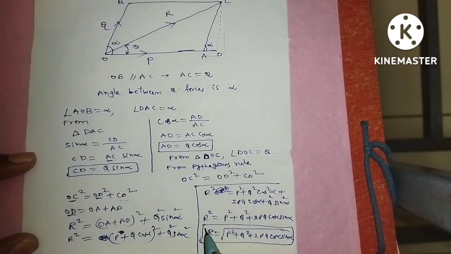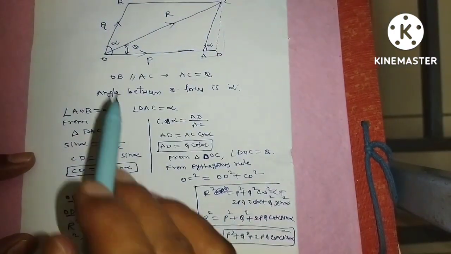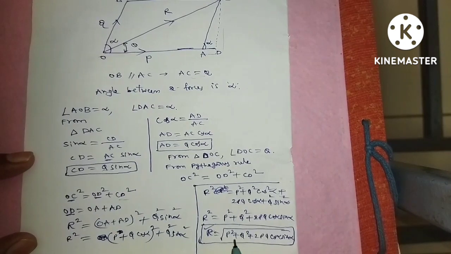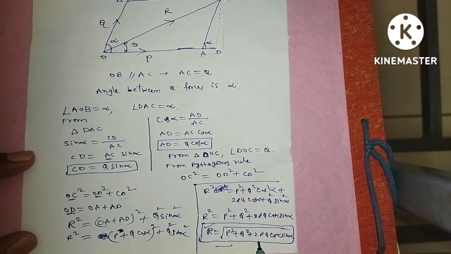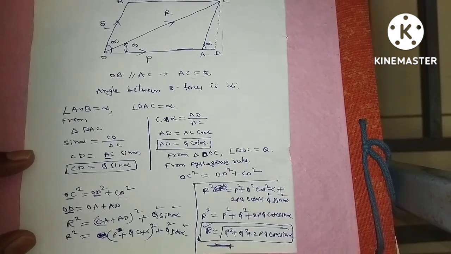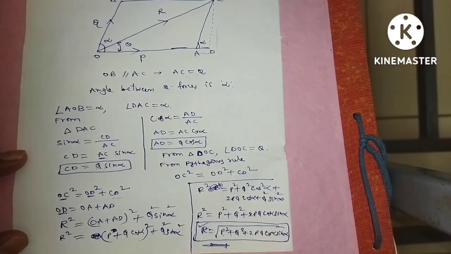So R is the resultant in magnitude and direction. OC is the direction and R is the magnitude of this resultant. Like that we can determine the R value when you know the P and Q values which are at an angle of alpha. So this is about the parallelogram law of forces and its proof. This is mainly used to determine the resultant of two forces acting at a point, represented in magnitude and direction by two adjacent sides.